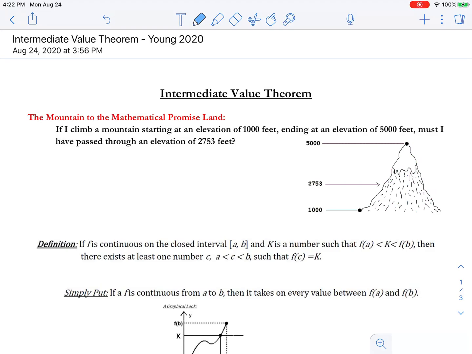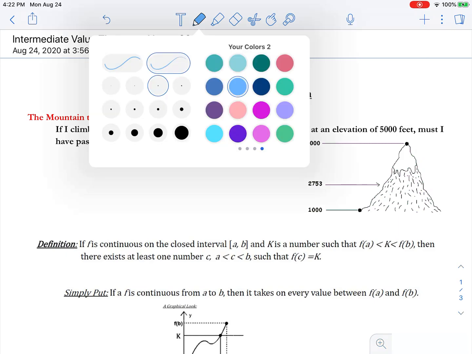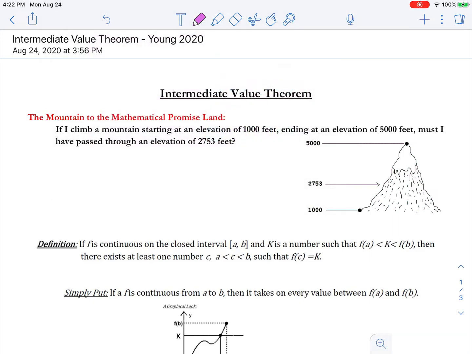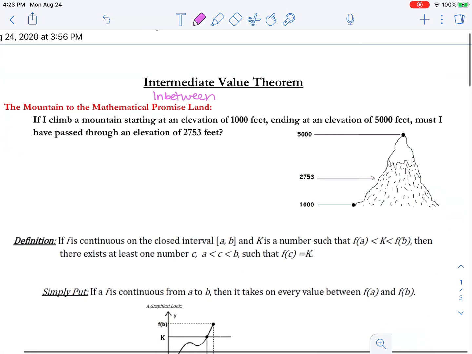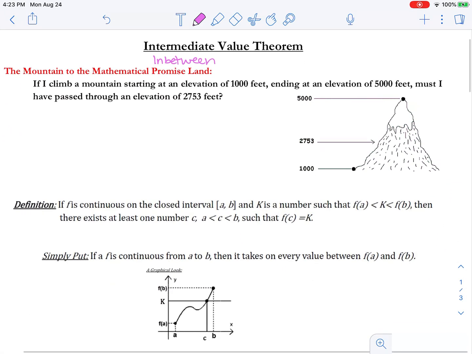All right, here's the intermediate value theorem. So intermediate is like in between. So that's basically what we're going to talk about. It's going to be the in between value. So let's think of this logically. This is the mountain to mathematical promised land.